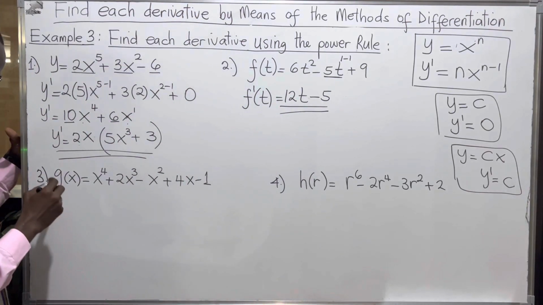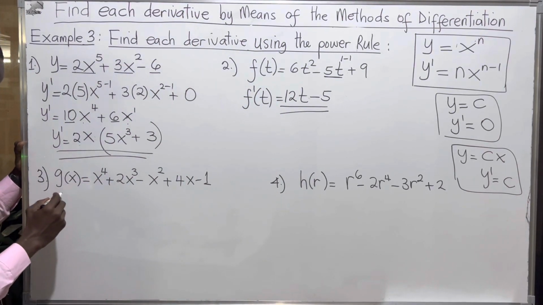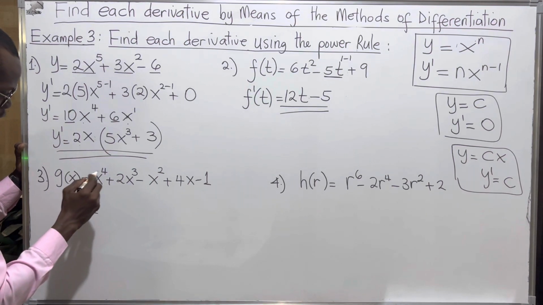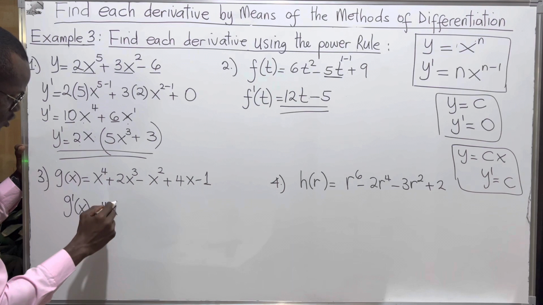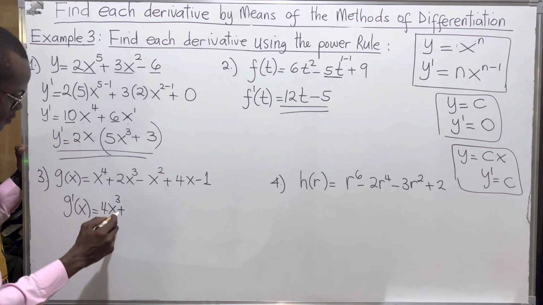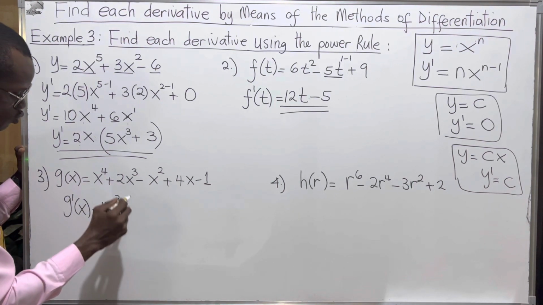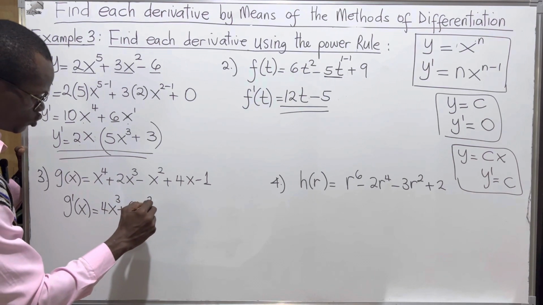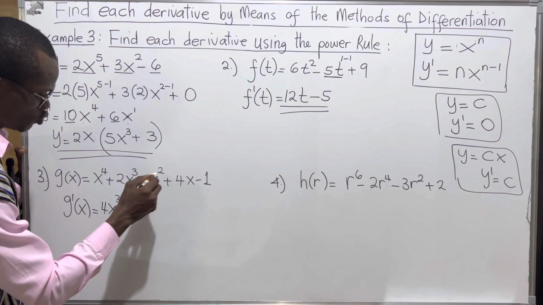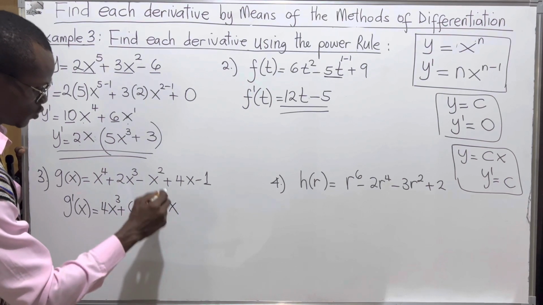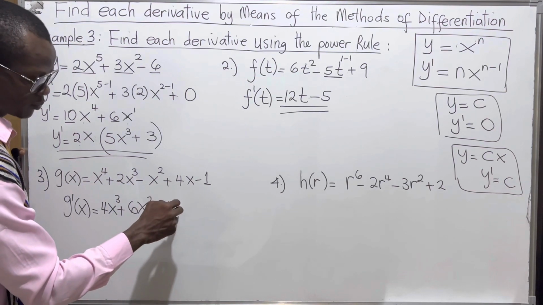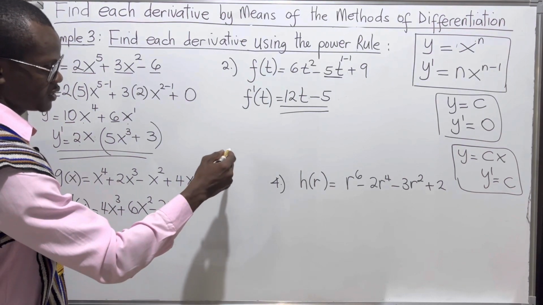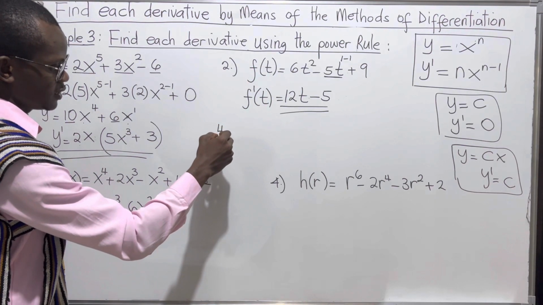And the next one says g prime of x will be equal to, now we'll bring this 4 down, 4x raised to the third, plus, multiply, 3 times 2 is 6x, you subtract 1 from this, 3 is 2, minus, we bring this 2 down, 2x, we subtract 1 from this, 2 is just 1, plus this is 4x.